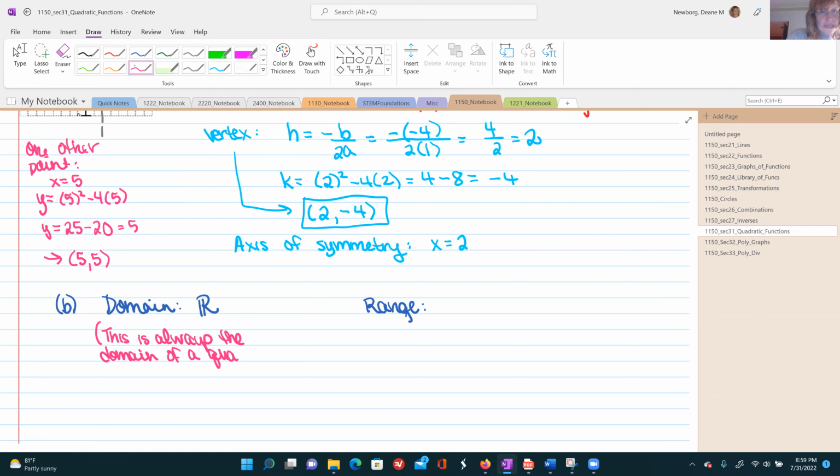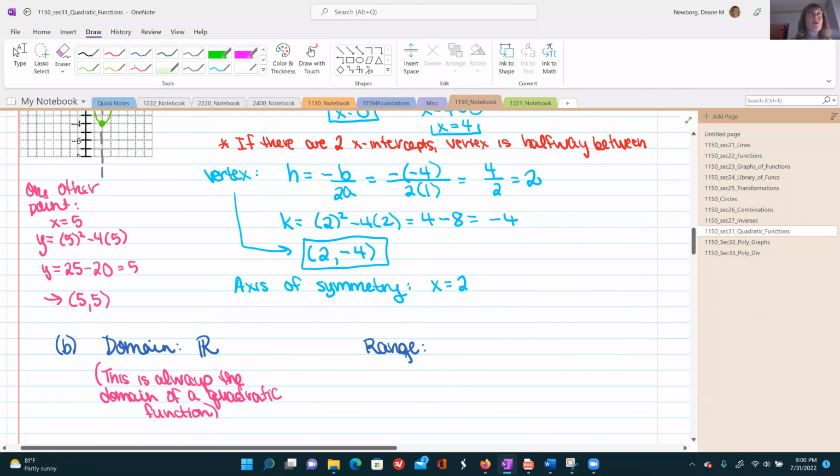So the domain is always all real numbers for a quadratic function, unless they start out at the beginning saying x is greater than or equal to 0 or something. But if they don't make any restrictions on x, that's always the domain.